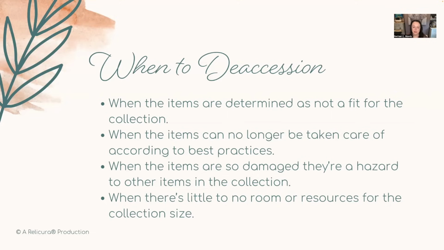Third, when items are so damaged that they're hazardous to the other items in the collection. We have a Q&A we'll get to a little later, but essentially, where the items were stored, they got damaged to the point where there is some yucky stuff that could migrate to the rest of the collections. In that case, that part of the collection that got damaged is now hazardous and poses a risk to the rest of the collections. So you need to separate and remove the things that are damaged, especially if they are beyond repair. And then finally, when there's little to no room or resources for the collection size.